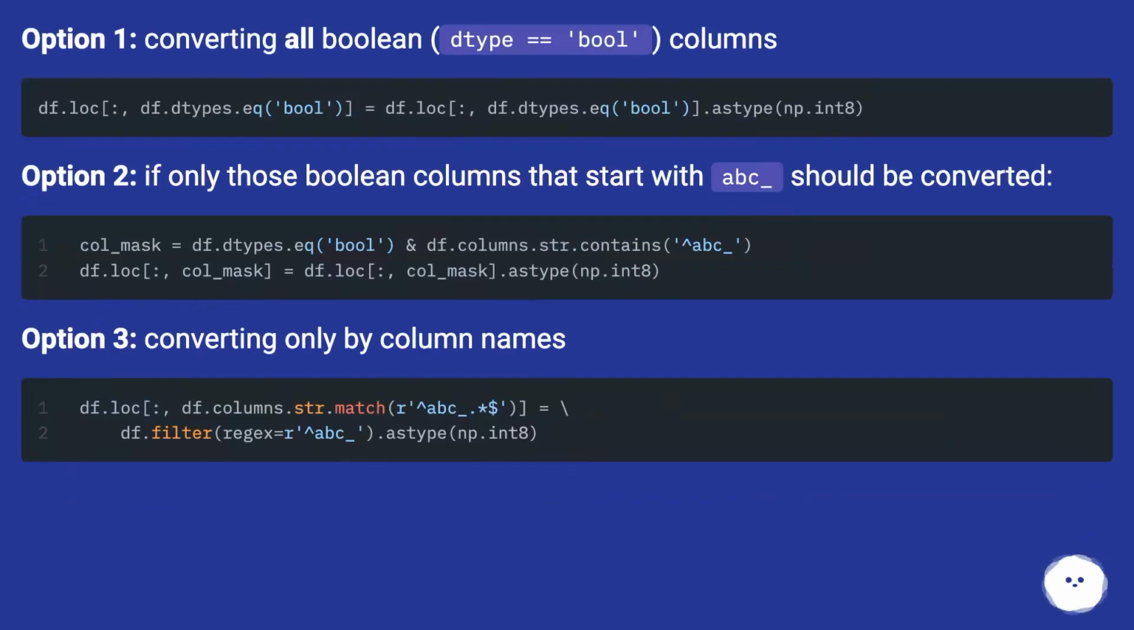Option 1. Converting all Boolean columns, dtype equals bool. Option 2. If only those Boolean columns that start with abc_ should be converted. Option 3. Converting only by column names.